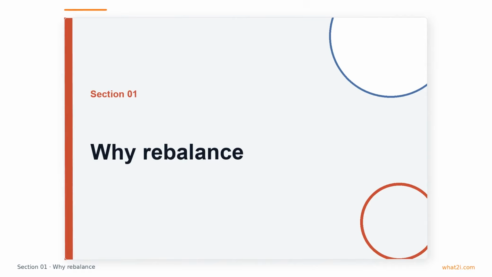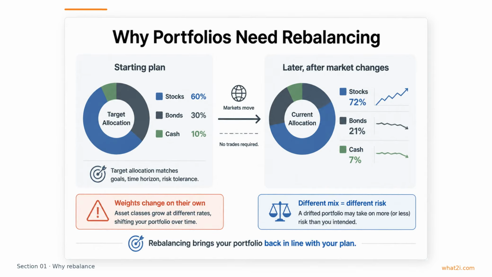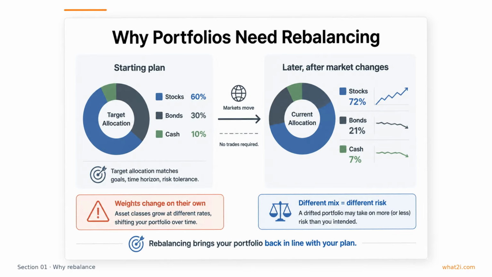Why rebalance? Every portfolio begins with a target allocation, and that target is not arbitrary. It reflects the investor's goals, time horizon, need for growth, and tolerance for losses along the way. But even if the investor makes no trades at all, the mix will not stay frozen, because stocks, bonds, and cash do not grow at the same pace. One asset class may surge while another lags, and that alone changes the portfolio's weights. So, over time, the portfolio quietly drifts away from the original plan. Rebalancing exists because a portfolio is not self-maintaining.